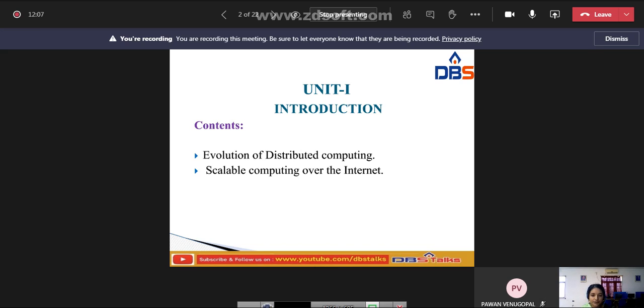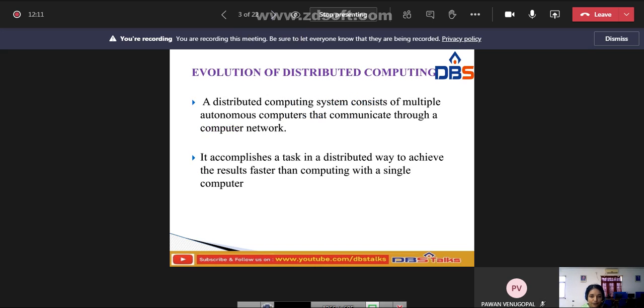So coming to the first one, evolution of distributed computing. What is meant by evolution of distributed computing? A distributed computing system consists of multiple autonomous computers that communicate through a computer network. In this task, the work is distributed to achieve the result faster than computing with a single computer.